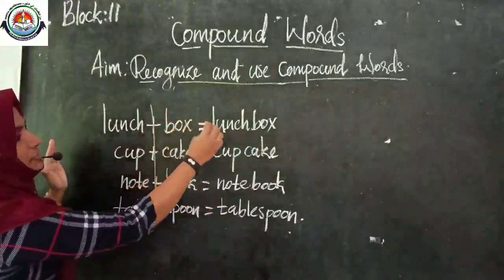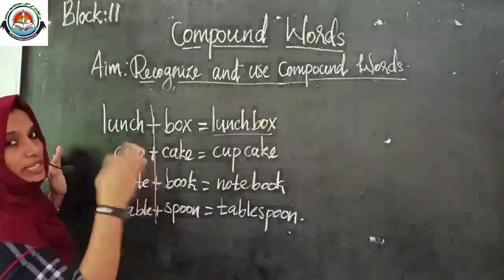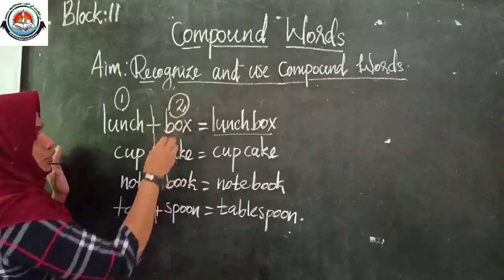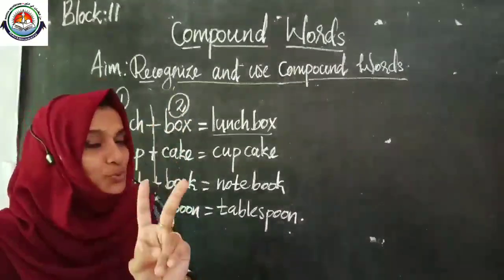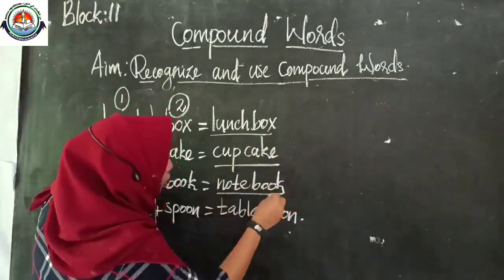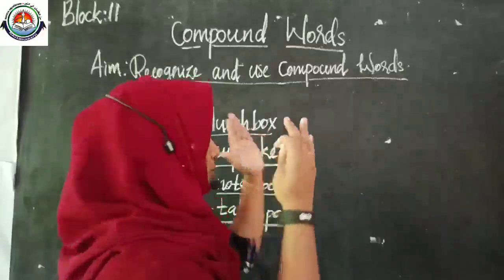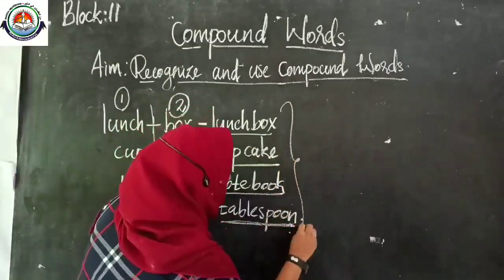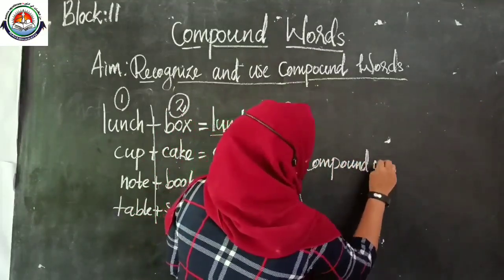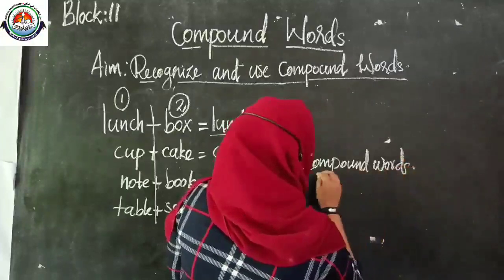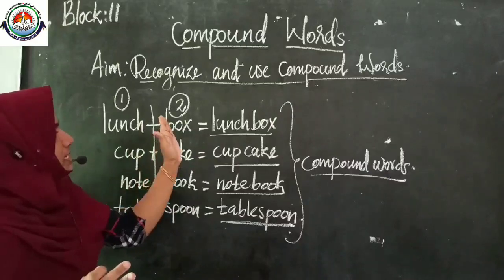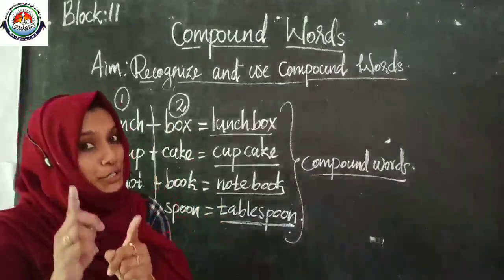So here we have divided these long words into two parts. This is one and this is two. Here we have put two words together to make a new word. It is called a compound word. So all these words are compound words. Why? Because we have put two words together to make a new word.